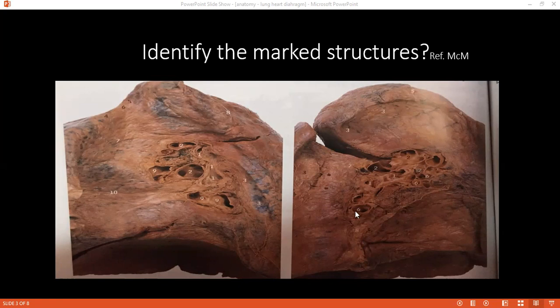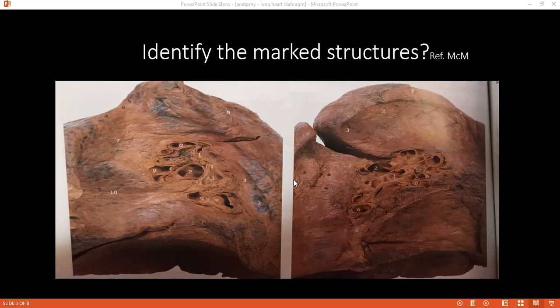Can you please quickly tell me what are the structures which pass through the hilum of the lung? So we have the main bronchi, pulmonary artery, pulmonary vein, and autonomic plexus around the pulmonary artery, and some lymph nodes, and bronchial arteries.